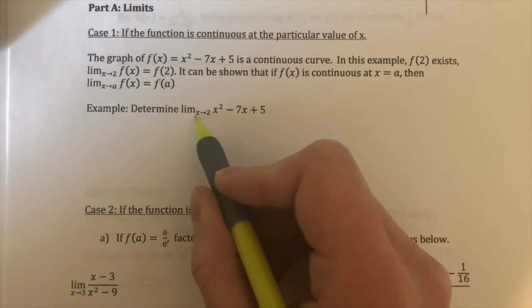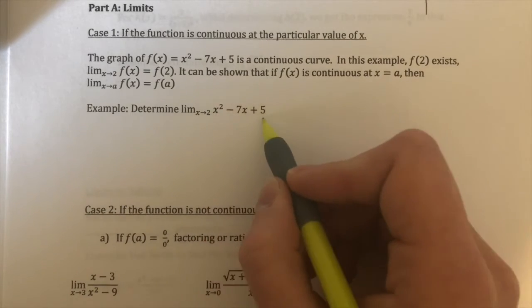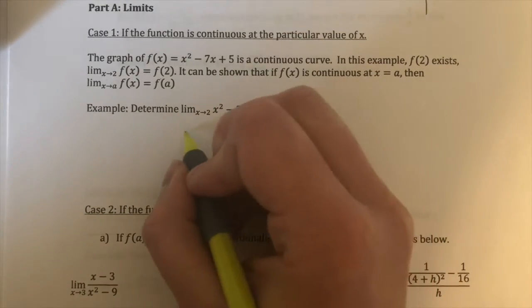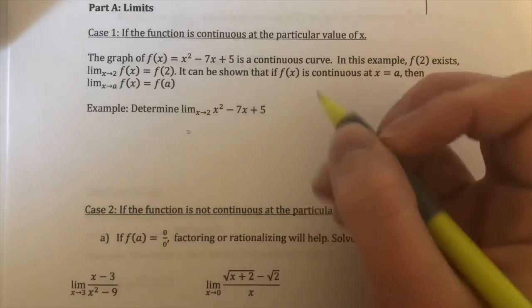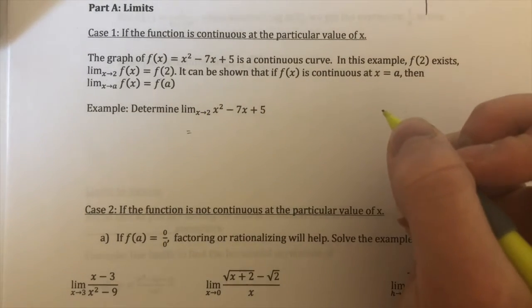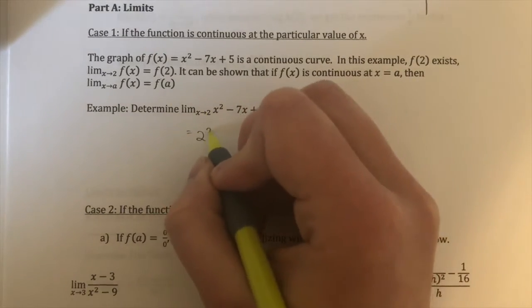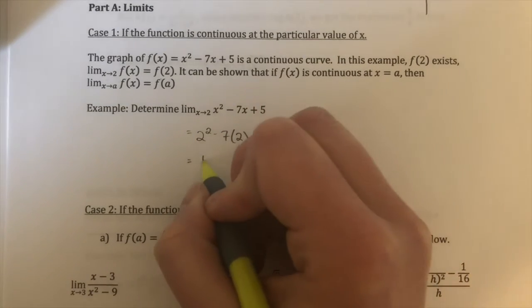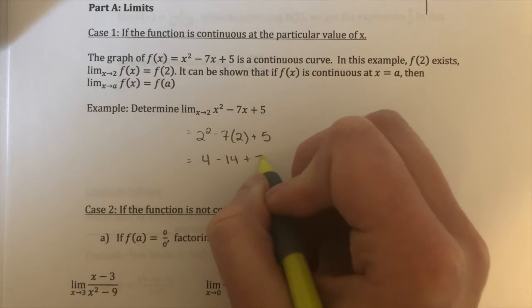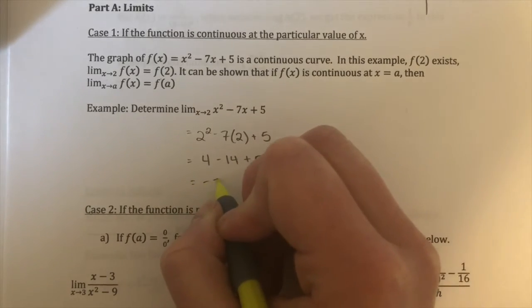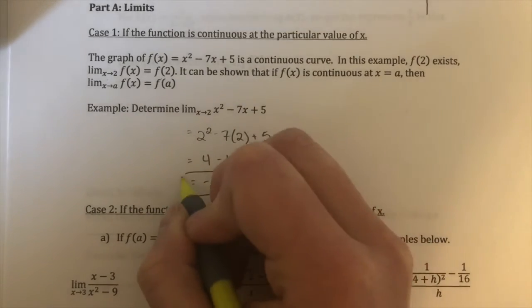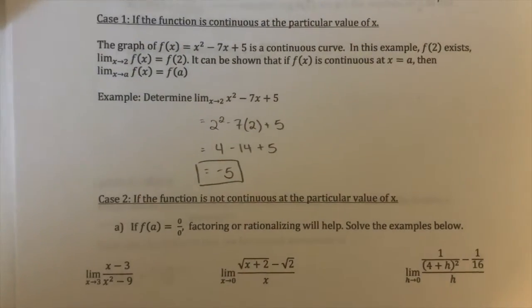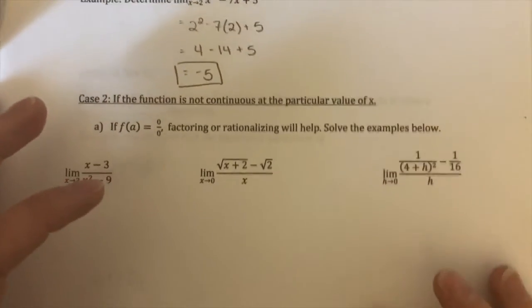So in this case, if we've got the limit as x approaches 2 of x squared minus 7x plus 5, we're just plugging in, because this is a continuous function, it's a parabola, we know it's continuous. So 2 squared minus 7 times 2 plus 5. So 4 minus 14 plus 5. So we get negative 5. Okay, so that's the first case, pretty easy. Probably a 1 marker.